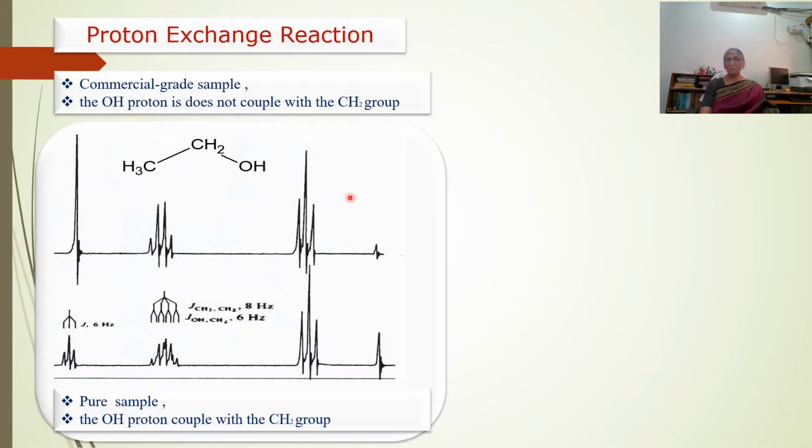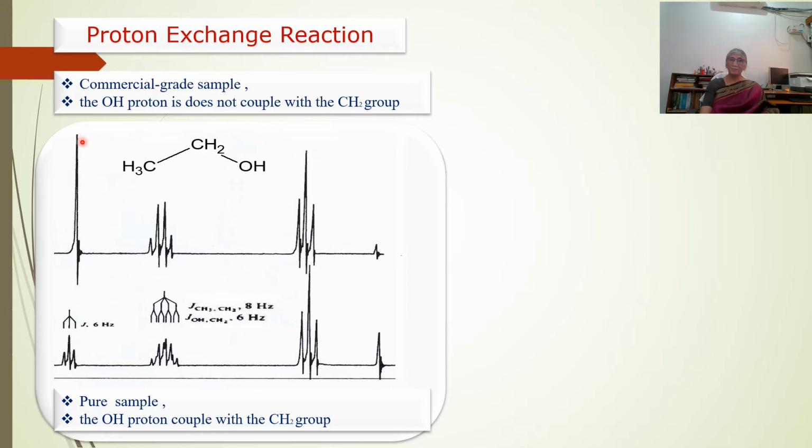Observe two NMR spectra of ethyl alcohol. Spectrum 1 is recorded from a commercial grade sample and spectrum 2 is recorded from the pure sample. From the structure of ethyl alcohol, we expect three signals: one signal because of the methyl proton, a second signal because of the methylene proton, and a third signal because of the hydroxyl proton. In this NMR spectrum, we see a typical combination of a triplet and a quartet, and this shows the presence of an ethyl group.